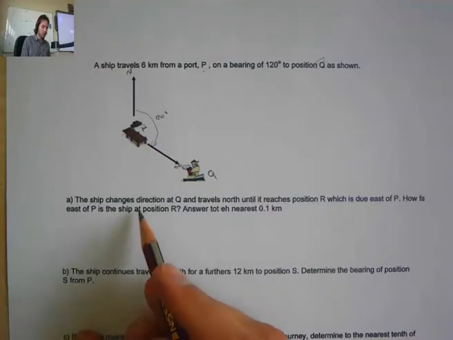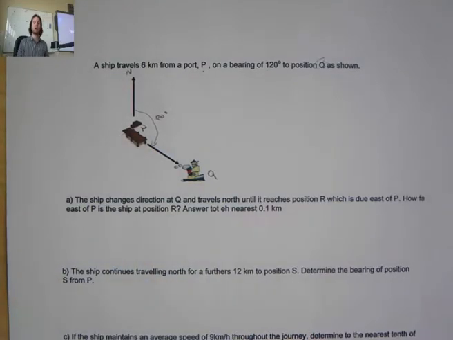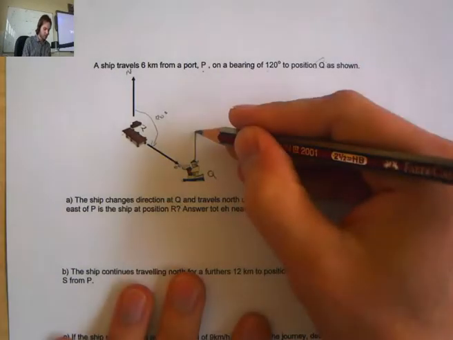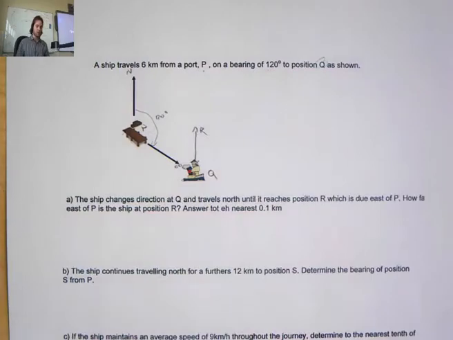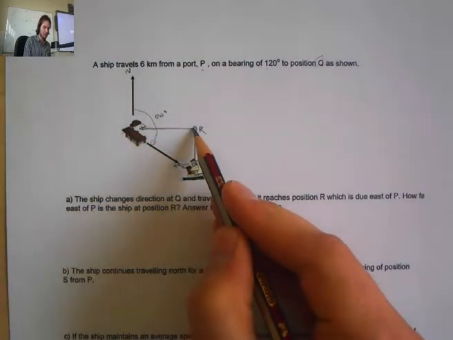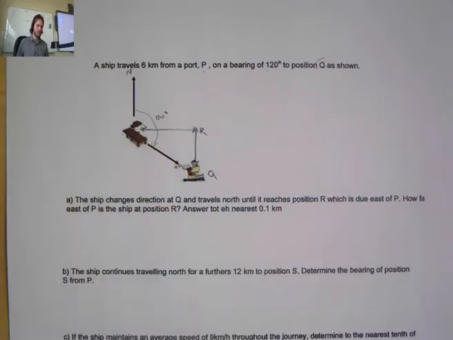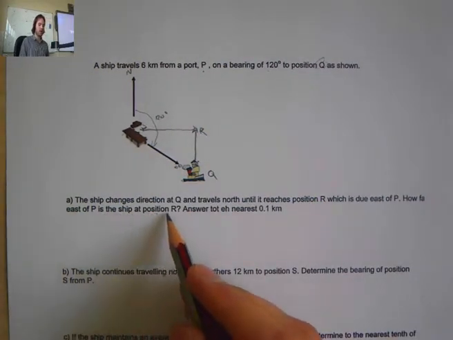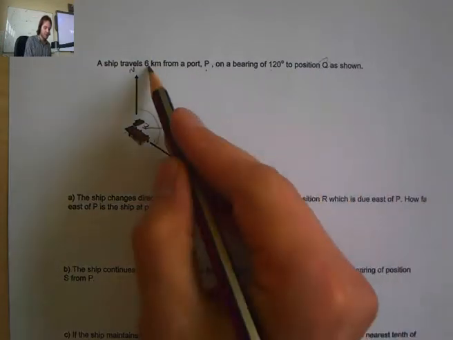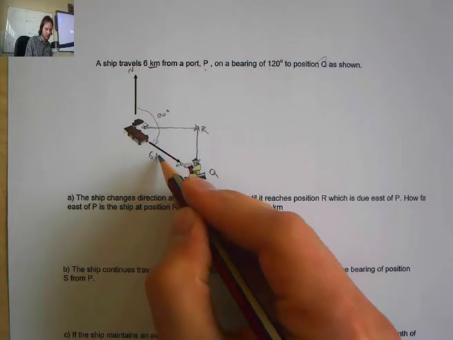Now, the ship changes direction at Q and travels north until it reaches point R. Okay, so here's going to be R, which is due east of point P. So it's directly east of point P. Okay? How far east of P is the ship at point R to the nearest 0.1 kilometers? Well, look at this. He traveled 6 kilometers here.